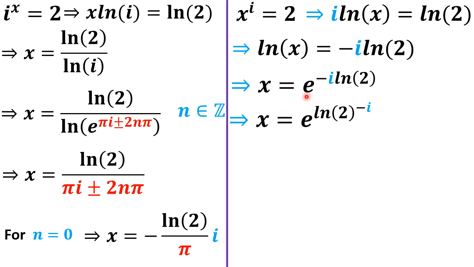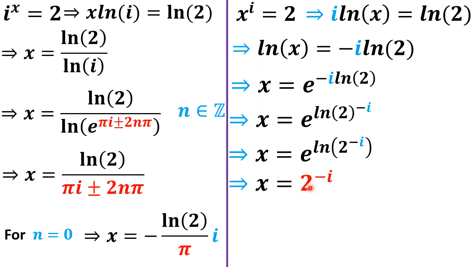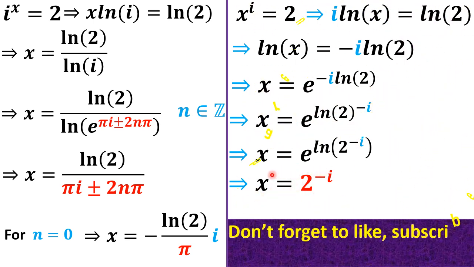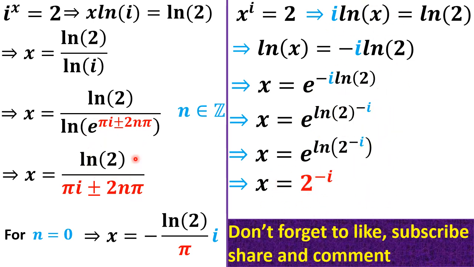But friends, e raised to the power ln anything is just that thing, right? e raised to ln anything is just that thing. So the ln and the e, they can cancel out too. We just have our x to be the same as 2 raised to the power -i. Great. So guys, this is the solution to this particular question. So we have just one solution, whereas here we had infinitely many solutions. Here we have just one solution, and it is complex.